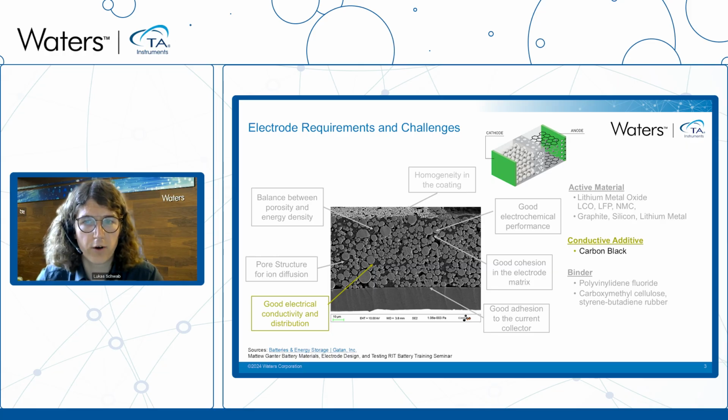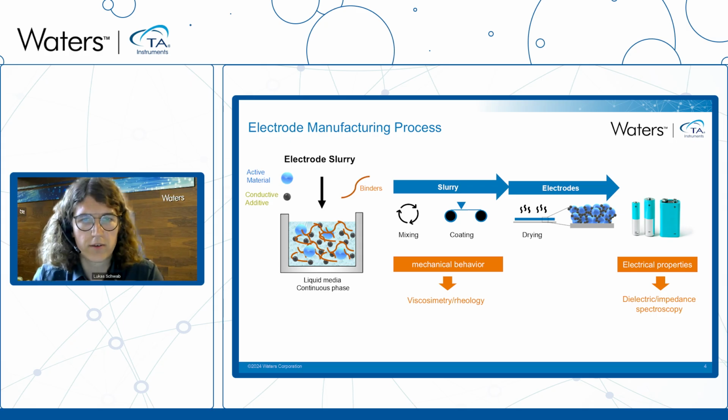So basically, we focus on the properties of the conductive additive in our slurry, which is typically carbon black or a similar carbon product like graphene or carbon nanotubes. Here we have a short recap of the production process of such an electrode. We have all the different ingredients that we need: active material, conductive additive, and binders combined together, typically in a liquid media to form a liquid slurry, but of course this can also be a dry slurry.